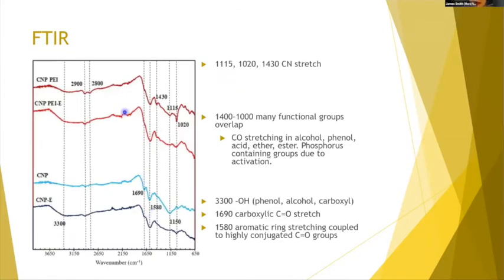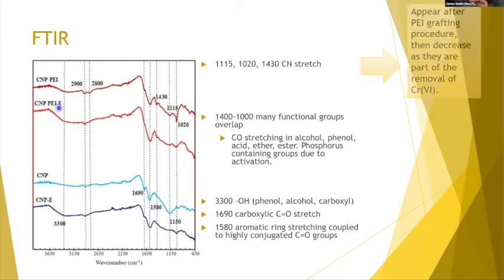So for FTIR, I'll just briefly go over how to read this graph. We have CNP-PEI and CNP-PEIE, and then CNP and CNPE. The E stands for exhausted. So these are the samples after chromium-6 is removed. So the first groups I'd like to point out are the 1115, 1020, and 1430, which are right here on the PEI.